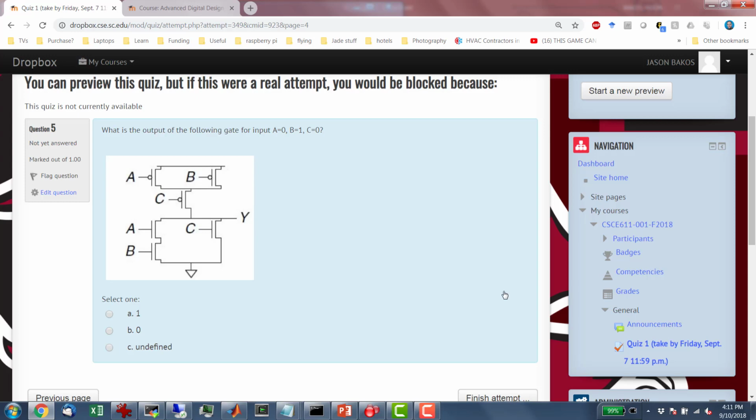So what that means, if you look at the truth table here, so I'm just going to... all right, here's all 8 possible input combinations.